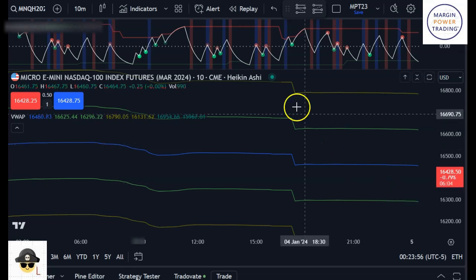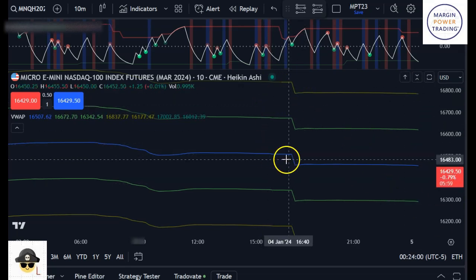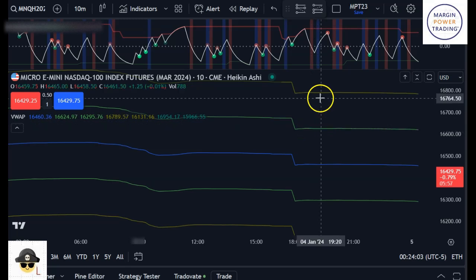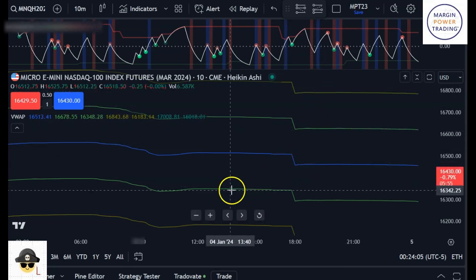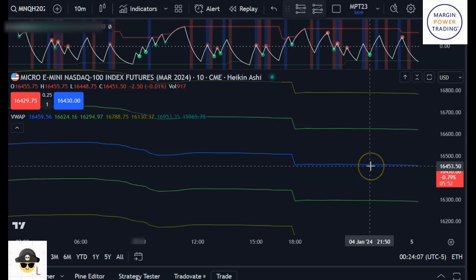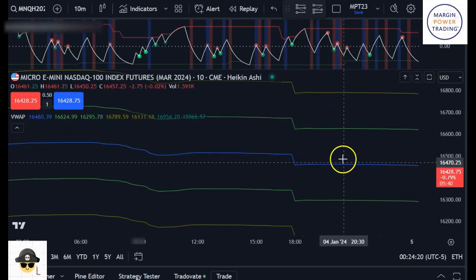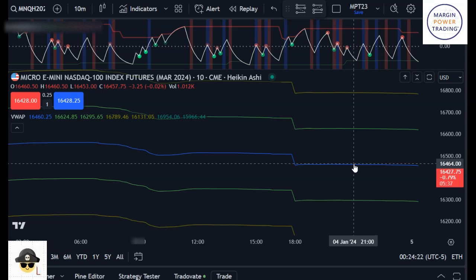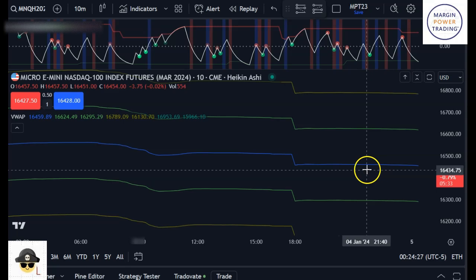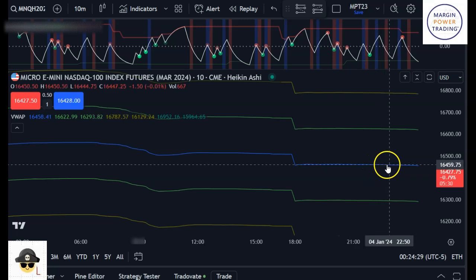Now this is your VWAP. These are your standard deviations from the VWAP. And our training videos explain how that works. Those are basically for targets. When I'm looking at an entry signal, I will consider where I am in relationship to any of these levels.